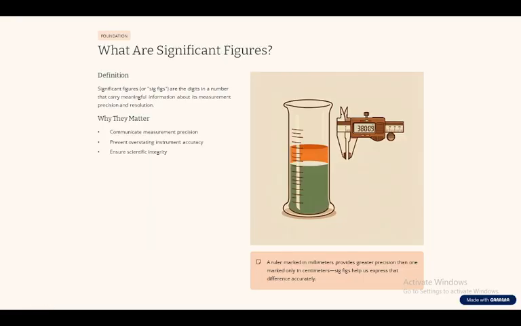What are significant figures? The definition is that significant figures are the digits in a number that carry meaningful information about its measurement, precision, and resolution. Why do they matter? They communicate measurement precision, prevent overstating instrument accuracy, and ensure scientific integrity. A ruler marked in millimeters provides greater precision than one marked only in centimeters. Significant figures help us express that difference accurately.